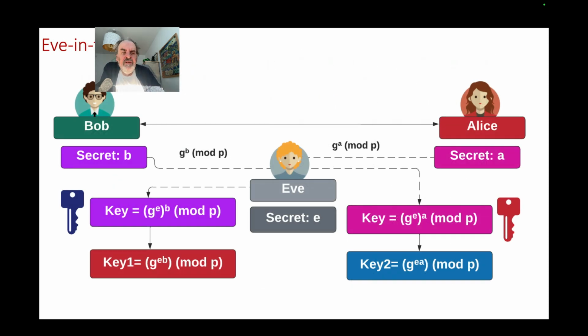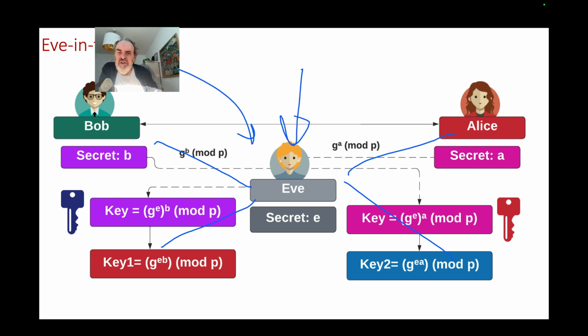Unfortunately, the problem we have here is that we can have Eve in the middle. For this, Eve can communicate with Bob and also with Alice and create two keys which are then used to encrypt and decrypt. So she will be able to decrypt the values from Bob and read them and then re-encrypt them to Alice.